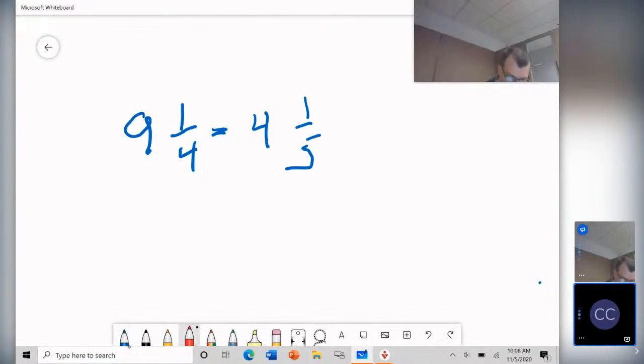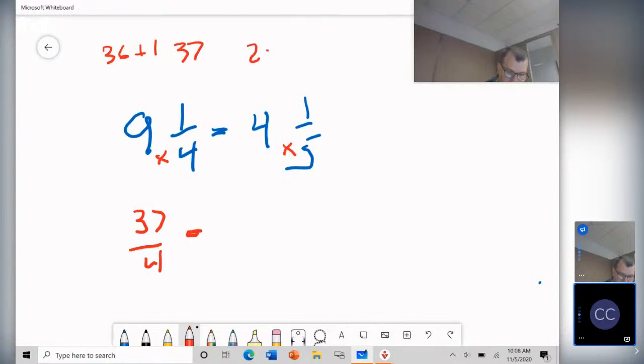Okay, so this one, 4 times 9 is 36, plus the 1 is 37. And you always keep the denominator the same. So that's going to be 37 over 4 minus, okay, 4 and 1/5. We're going to do the 5 times the 4. That's going to give us 20, plus the 1 is 21 over 5. Okay, so now we've got our mixed numbers into improper fractions.